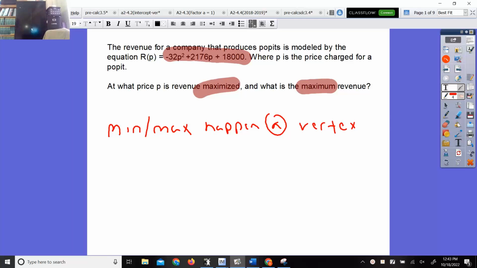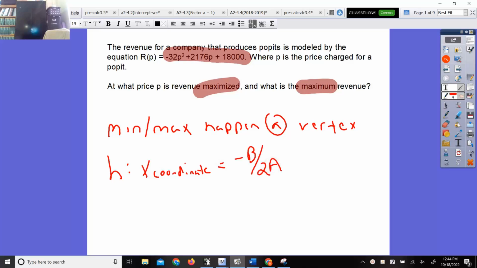How do you find a vertex? Negative b over 2a. Yeah, there's a formula for it. H, which is your x-coordinate, is found by using opposite b over twice a.